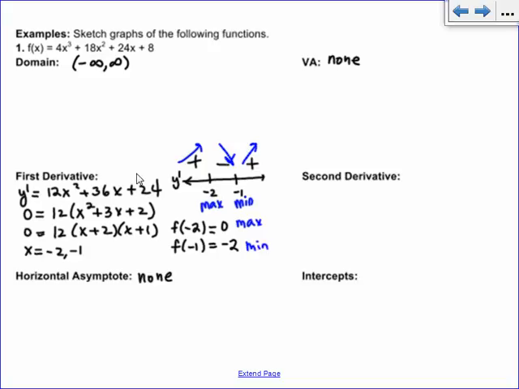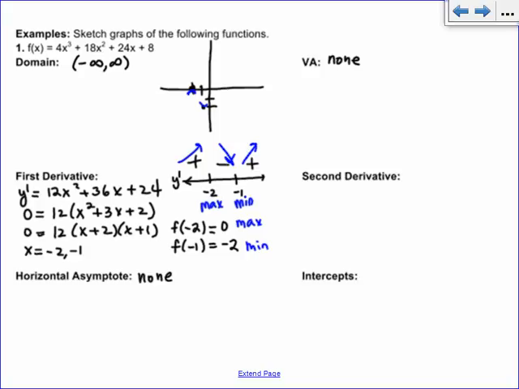Okay, so as I'm starting to sketch this out, you guys have a place for your graph. I have -2 comma 0, and I know it's a max there, so I'm going to draw a little bump. So I know that's going to go up and hit that point. And then I know at -1 I have -2. And I know that's going to be a min, so I'm going to draw a little bump. Does that make sense?